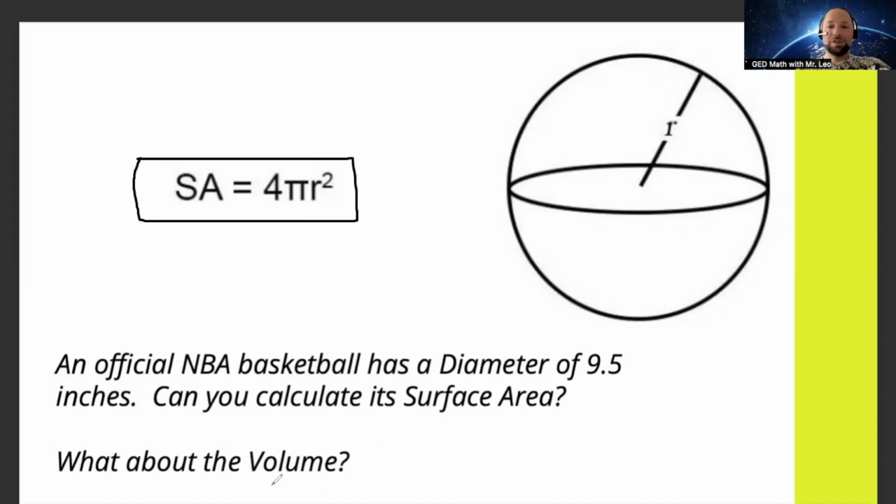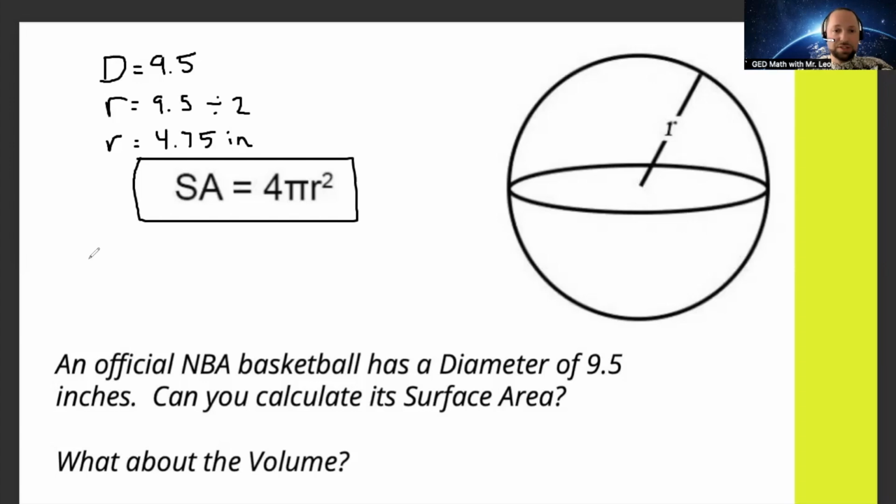All right, let's go over it. So diameter is 9.5. What's the first thing you got to do? Let's get the radius. Okay, radius is going to be that divided by 2. I cannot do that in my head, so I'm going to type it in. 9.5 divided by 2, 4.75. The radius of an NBA basketball is 4.75 inches.